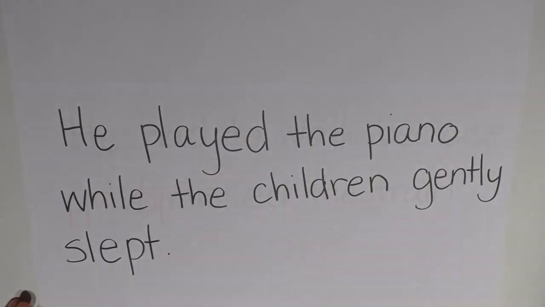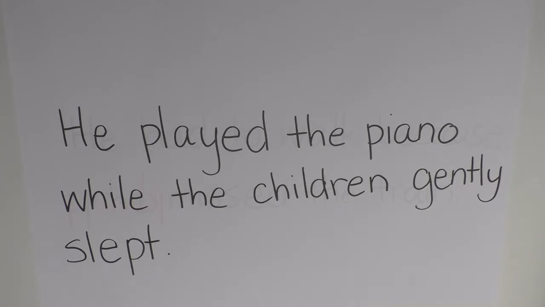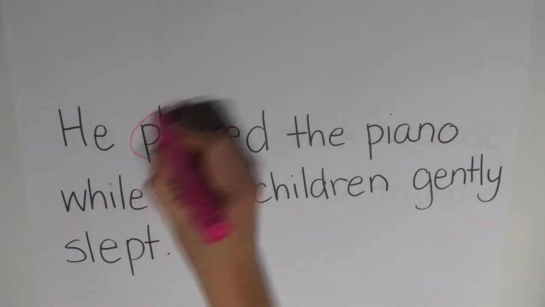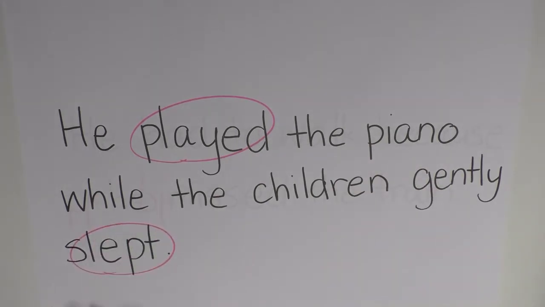Our first sentence we're going to look at is this one. He played the piano while the children gently slept. Now, like with the compound sentence, the first thing we need to do to figure out how many clauses there are in the sentence is to see how many verbs there are. So let's do that first. We have played, which is a verb, and we have slept. So that's two verbs. Now let's see if these verbs have a subject.